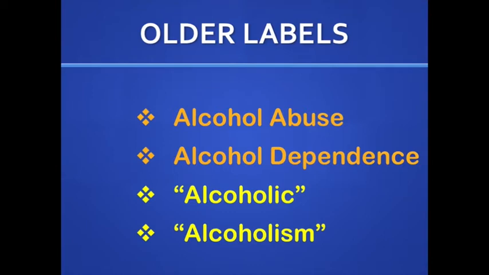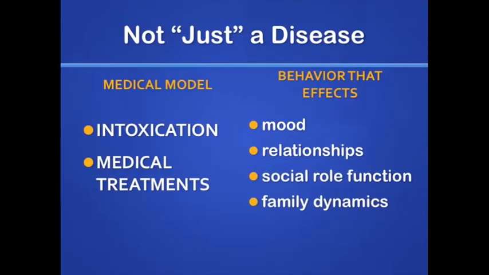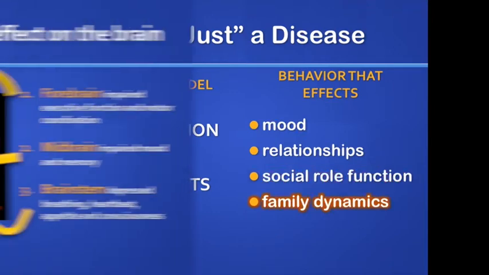Society still uses the terms alcoholic and alcoholism, and there is considerable resistance to the idea that alcoholism is a medical disease because in reality, alcoholism is not just a disease. These slides will cover the medical model of alcohol use disorder, intoxication, and alcohol withdrawal. But the student should assume that the person also needs other therapeutic interventions to maintain sobriety. After all, alcohol abuse is a behavior that affects mood, relationships, social role function, and family dynamics.